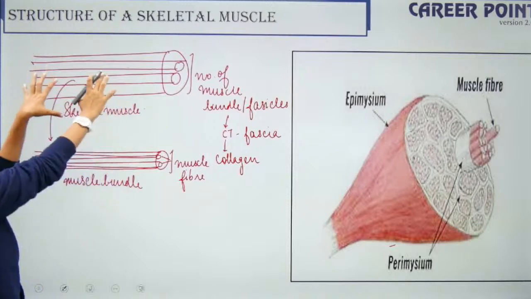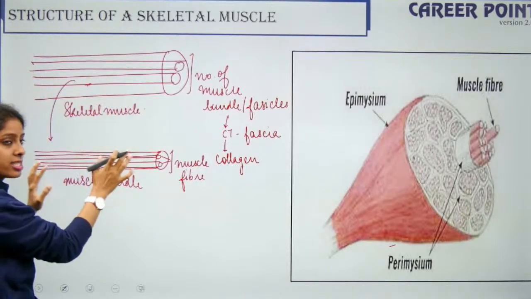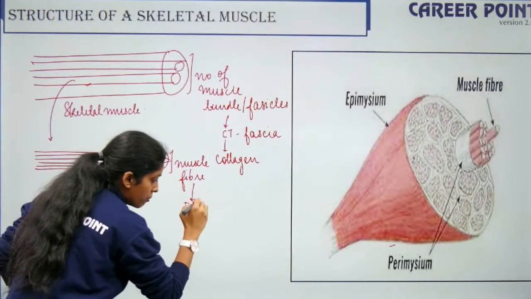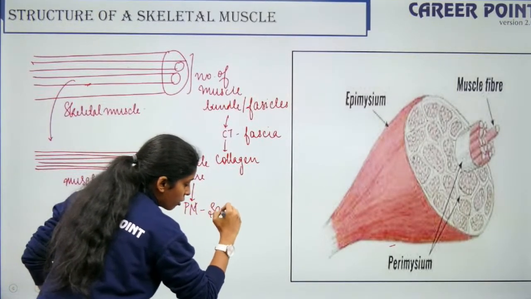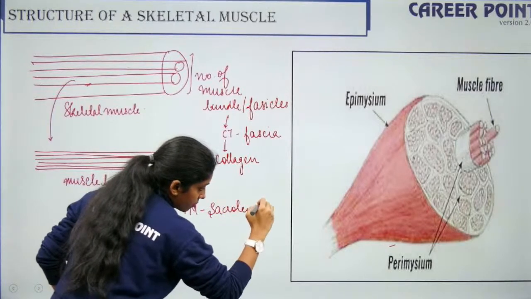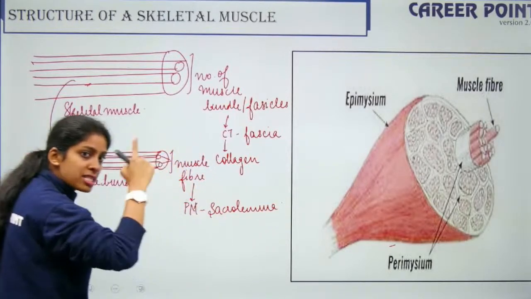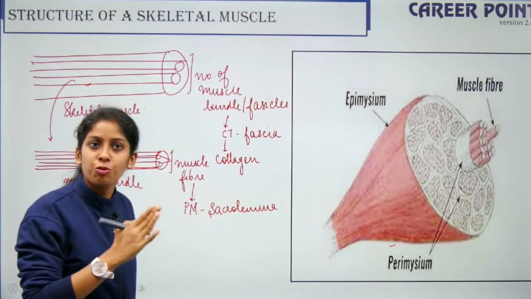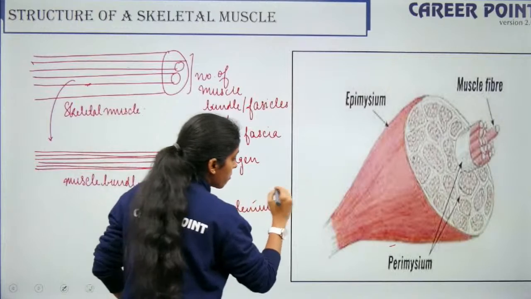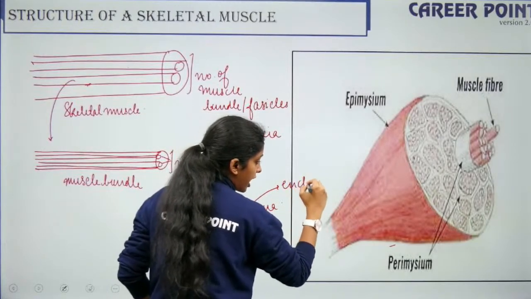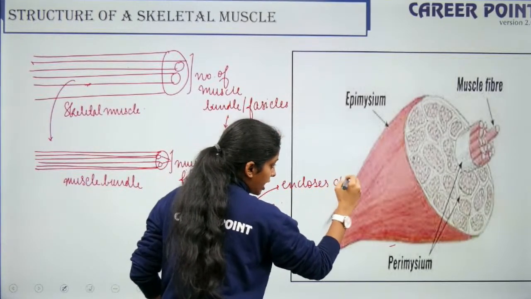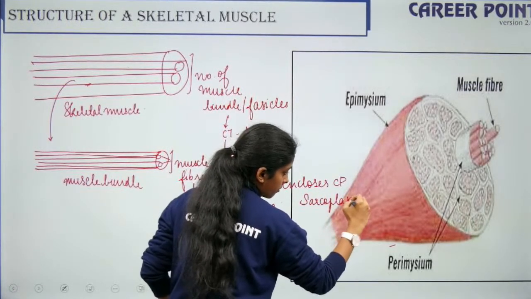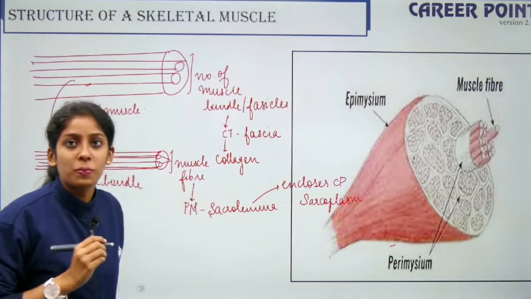Here I am highlighting the muscle bundle, and inside it is a muscle fiber. This muscle fiber has a plasma membrane, known as sarcolemma. The plasma membrane is the outer covering of the cell, which separates the cytoplasm from the outside. The sarcolemma encloses the cytoplasm, which is the sarcoplasm here.